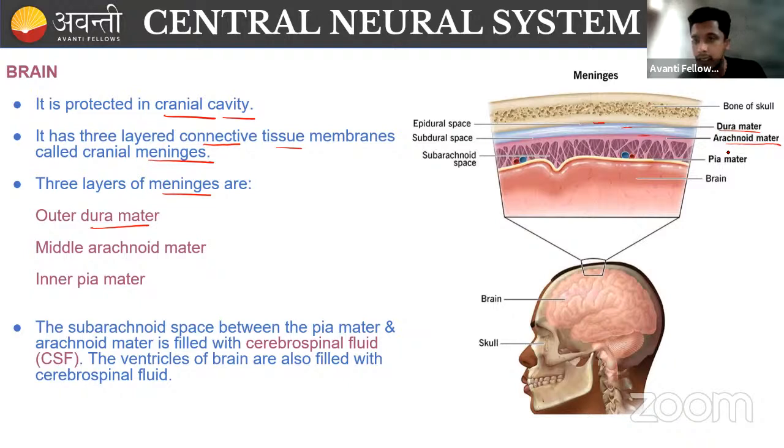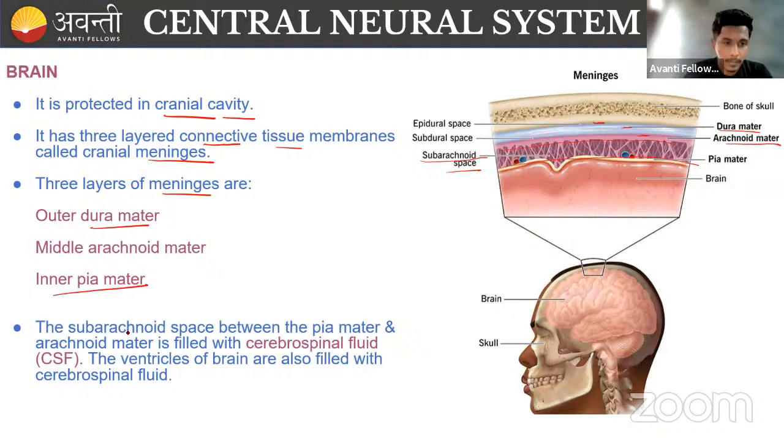And there is a space, called the subarachnoid space, that is filled by a fluid called cerebrospinal fluid. It acts like a shock absorber and prevents the brain from injury. And the next one is the innermost layer called the pia mater.